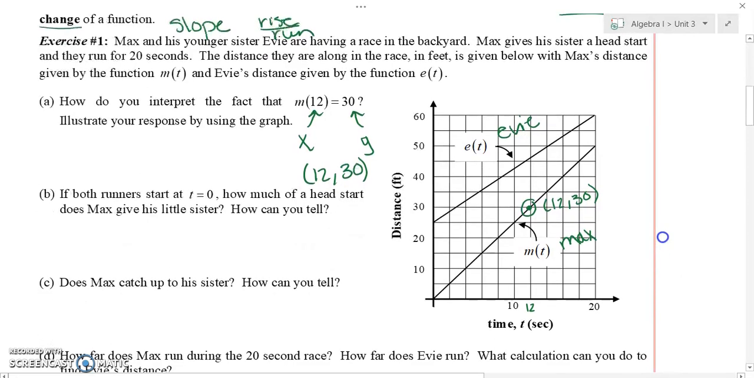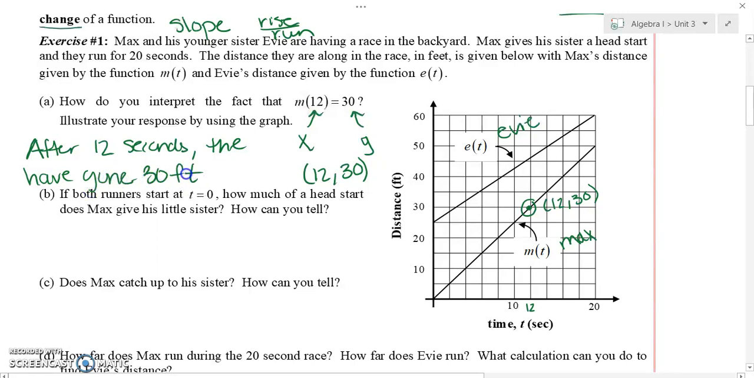But what does that mean? Well, down here, if you look where the 12 is, 12 stands for time, and 30 is going to stand for distance. So how do we write this as a sentence? After 12 seconds, they have gone 30 feet. That's what it means by interpret.